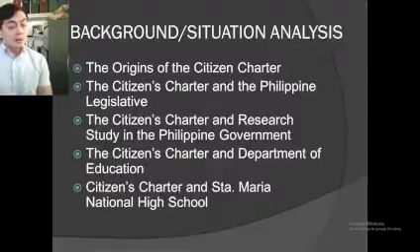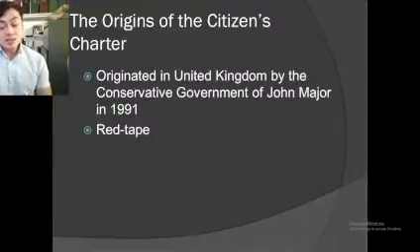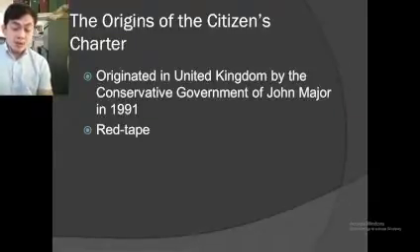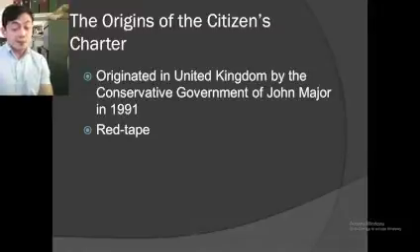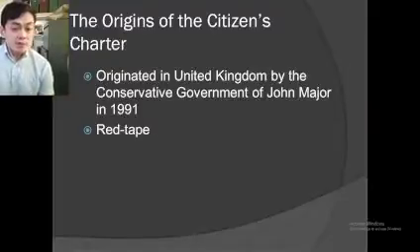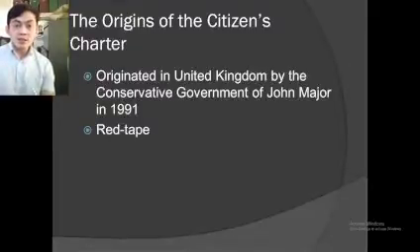Now, the origins of the Citizens Charters. The concept of Citizens Charter was first articulated and implemented in the United Kingdom by the Conservative government of John Major in 1991 as a national program with the simple aim to continuously improve the quality of public service for the people of the country, so that these services respond to the needs and the wishes of the users of the service. My source of this particular phrase is the Department of Administrative Reforms and Public Governance in India in 2017.